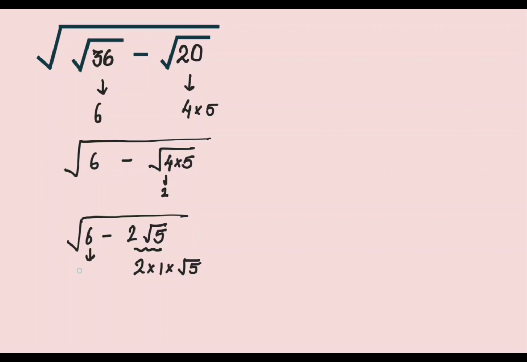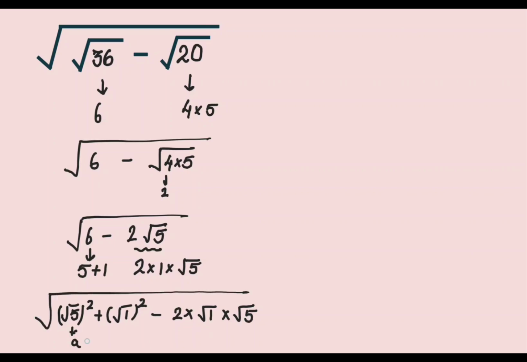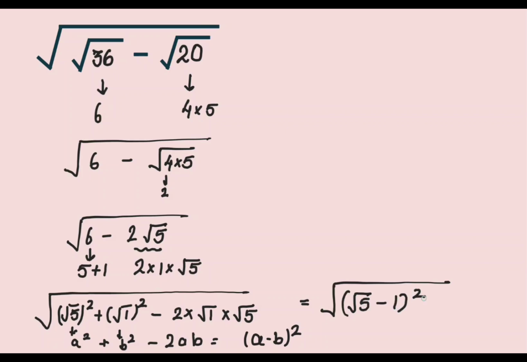And 6 can be written as 5 plus 1. So we can write this as square root of 5 square plus, let's write 1 as square root of 1 square, minus 2 into square root of 1 into square root of 5. This equation becomes a square plus b square minus 2ab, which is equal to a minus b whole square. Hence we get square root of 5 minus 1 whole square.